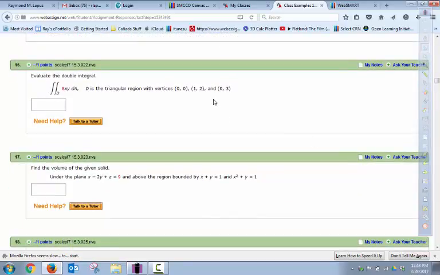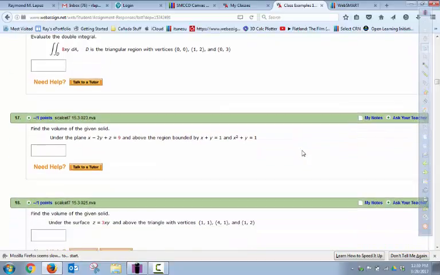How'd you guys feel about that triangular region? Actually, after class yesterday, I decided to make a short video of it. So I have a solution on a video and a PDF. I'll post that up in Canvas. So let's do something else.